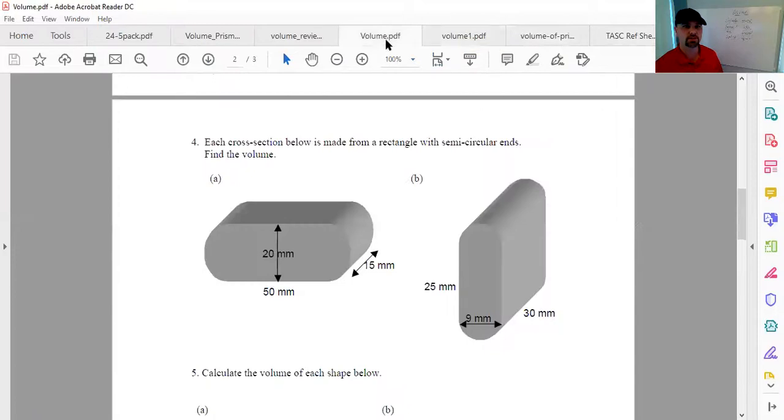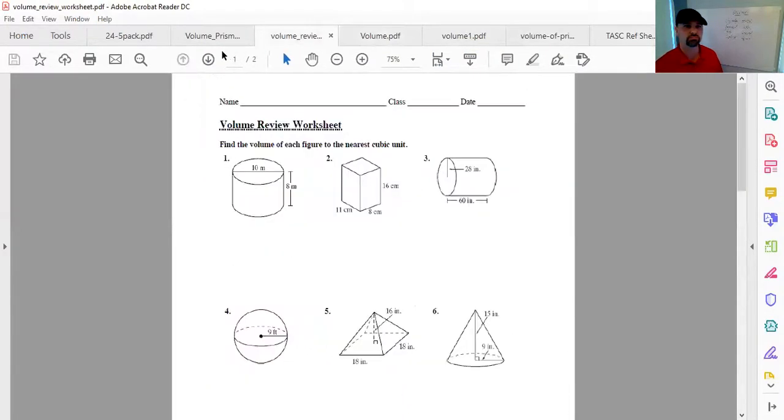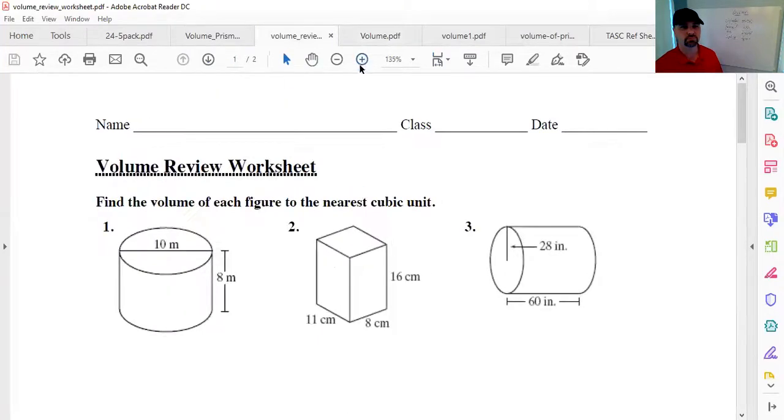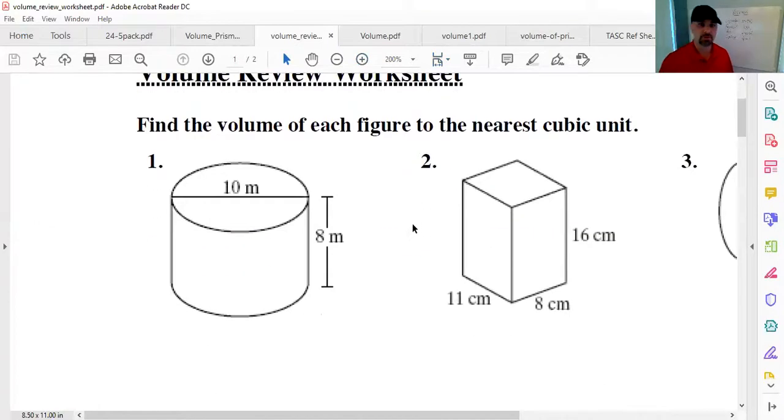So where should we start? How about this one? Start with number 1. First off, if you don't know these shapes, you need to learn to recognize the different shapes. Number 1 is a cylinder. Take a look at the cylinder, maybe draw it out. If you already know volume or feel like you have a good idea of how to do it, go ahead and pause the screen and work number 1 out. Maybe go ahead and do number 2 as well, and then come back.